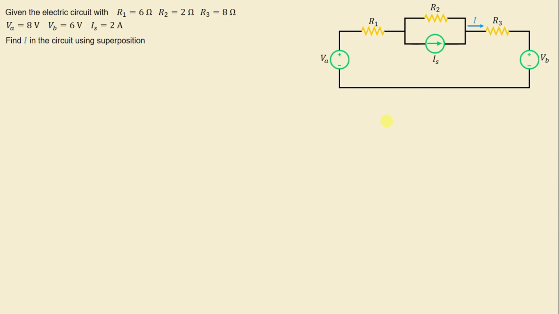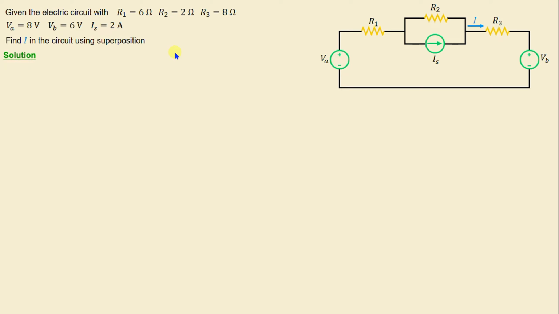Let's consider this network consisting of 3 resistors labeled R1 through R3, as well as 2 independent voltage sources VA and VB and 1 independent current source IS. The question now is to calculate the current I through the resistor R3 using the superposition principle. Let's move on to the solution.